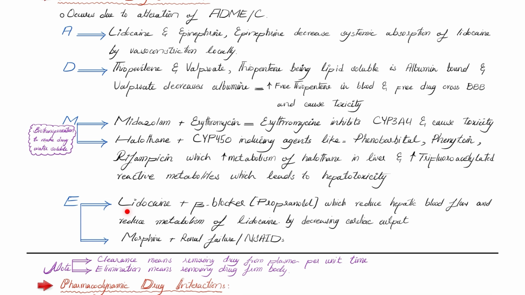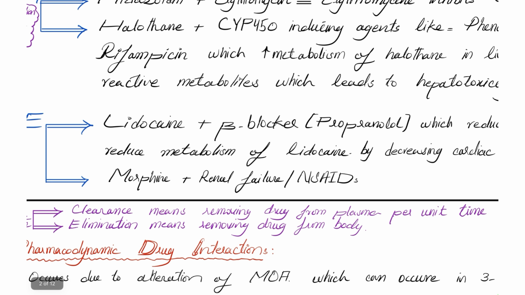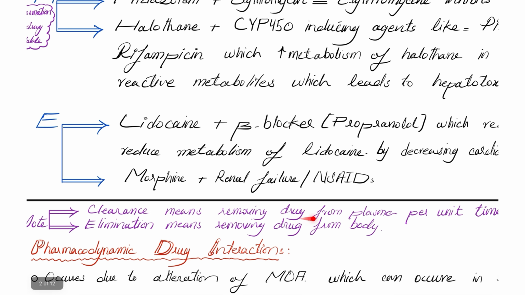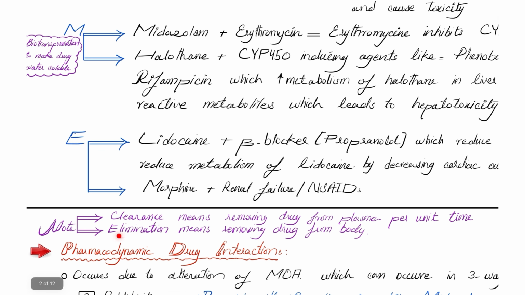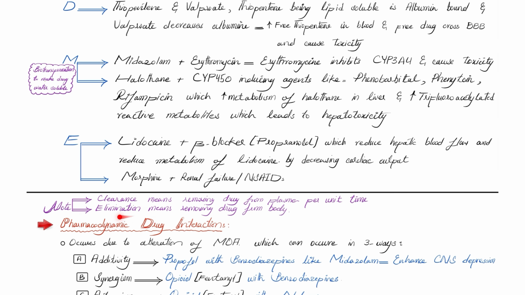Before this, we should know the difference between elimination and clearance. Clearance means removing drug from plasma per unit time, while elimination means removing drug from the body. So if we talk about elimination of the anesthetic agent, an example of which is when lidocaine is combined with a beta blocker, for example propranolol, it reduces the hepatic blood flow. How does it reduce hepatic blood flow? By decreasing cardiac output. Beta blocker causes bradycardia, due to which cardiac output decreases, and as a result hepatic blood flow is reduced, and this leads to reduced metabolism of lidocaine, and then there will be lidocaine toxicity.